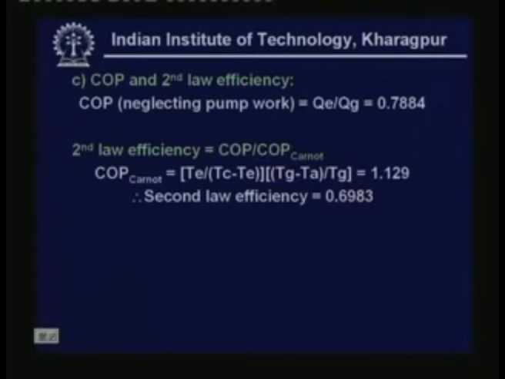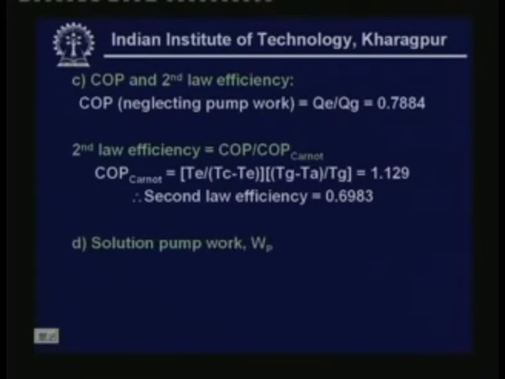Okay. This second law efficiency value is quite high, because here we have assumed the solution heat exchanger to be 100% effective, but in actual practice it may not be the case. Okay. And there will always be pressure drops and all that. As a result, the actual COPs will be a little lower than this.